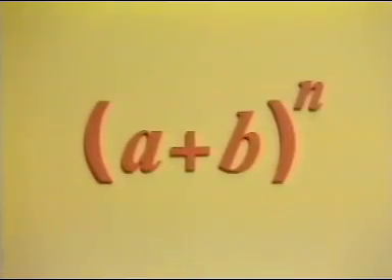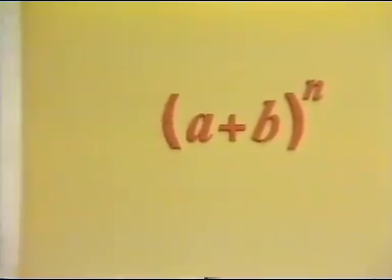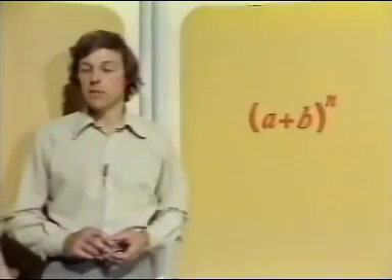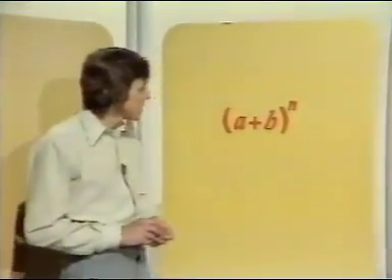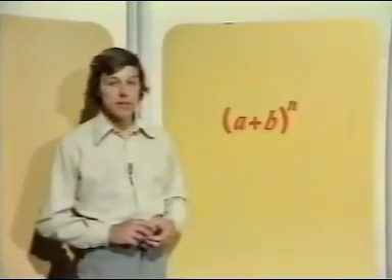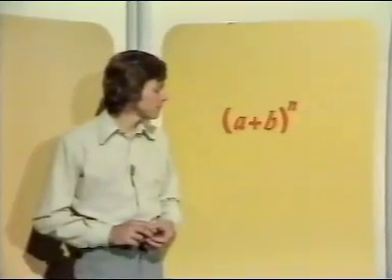Problem this week is to try to find an expansion for this expression, a plus b to the n. That's what section 5 of Unit 2 is all about, a section called the Binomial Theorem. And if you've made a start on that section, then you'll have already seen expansions in the special cases when n equals 2, it's a plus b squared, and n equals 3, a plus b cubed.